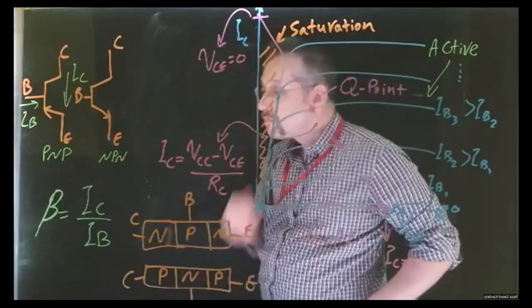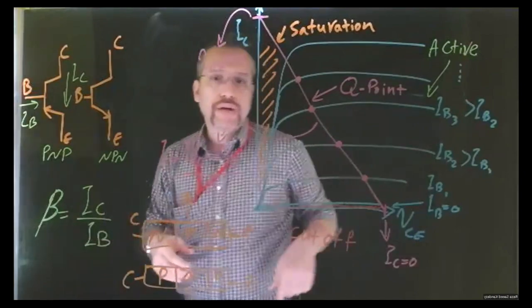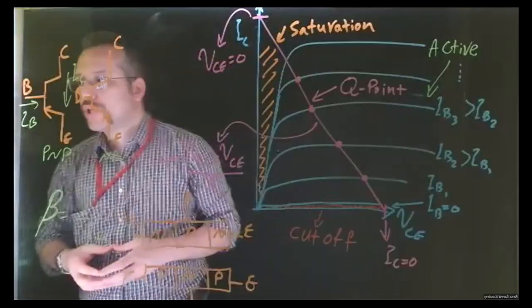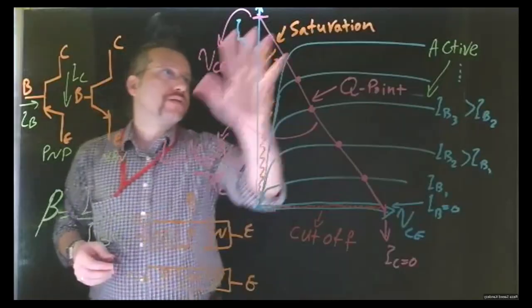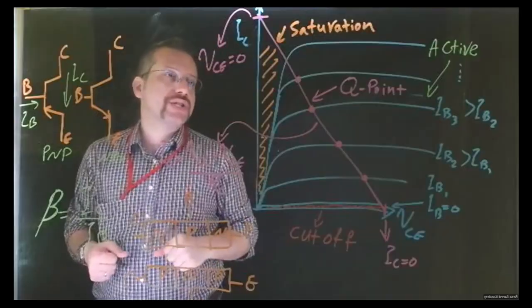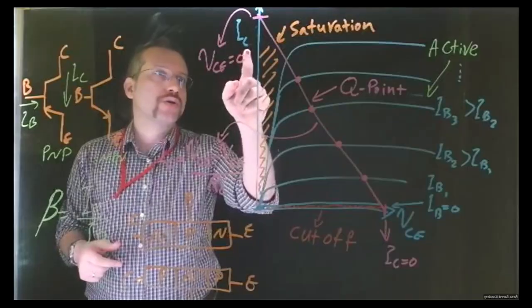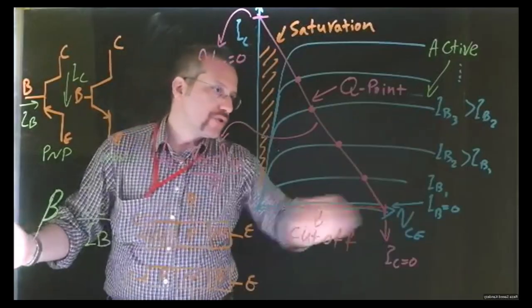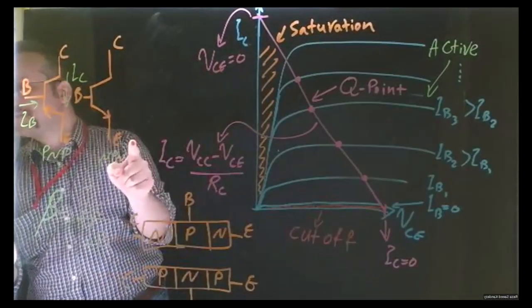Now, let's move on to the voltage-current characteristics of the BJT. This graph defines the voltage-current characteristics of a BJT. The vertical axis is the collector current. The horizontal axis is the voltage between the collector and emitter.